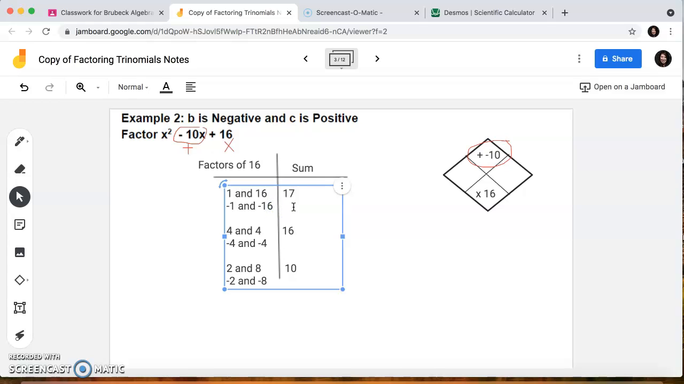If we add those together, -1 plus -16 is -17. -4 plus -4 is -8. And -2 plus -8 is -10.